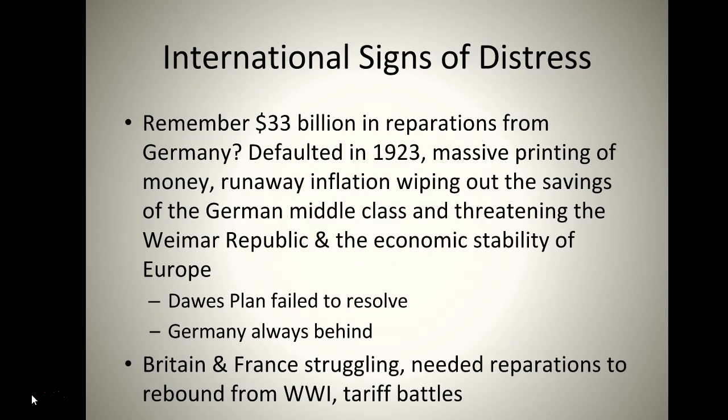Remember the $33 billion in reparations from Germany. They begin to default, have massive printing of money and runaway inflation, which wipes out the savings of the German middle class. Remember that industrialization had increased the size of the middle class, and the middle class likes their cushy little savings accounts and their nice little house and their nice little knickknacks, and they lose a lot of that because of inflation. And the Dawes Plan will attempt to resolve this default in 1923, but it doesn't really work, right? It just continues to shuffle money around. Germany's always falling behind economically. Britain and France continue to struggle because they need the reparation payments to come over to rebound from World War I. And into all of this, we have tariff battles happening.